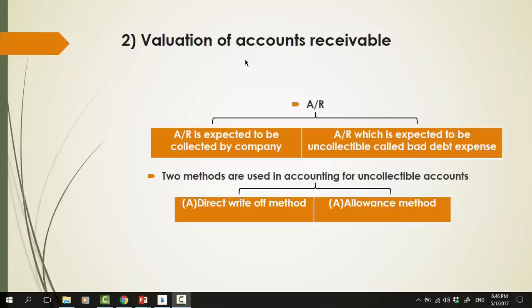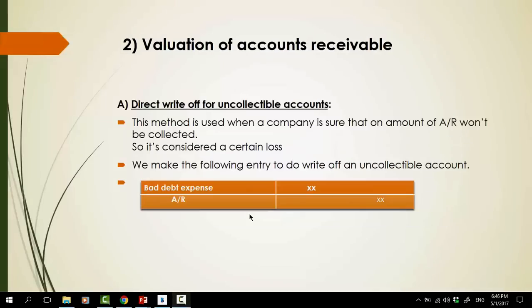Okay, then accounts receivable will be valued in two ways, either by the direct write-off method or by the allowance method. Direct write-off method is used when the company is sure that the amount of the account receivable will not be collected again, so it's considered a certain loss.